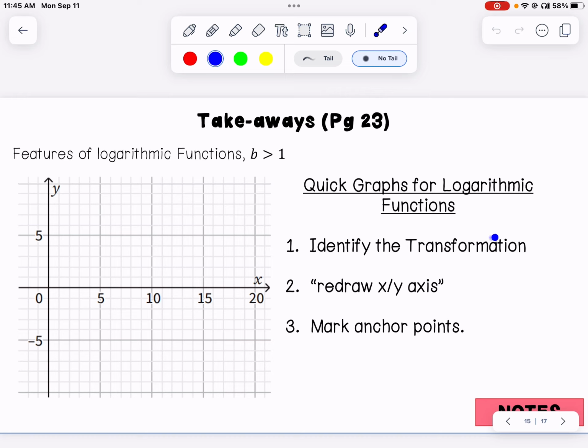Based off those transformations, I put this in parentheses, we're going to sketch out a new x and y axis. So we know that the real one is here. We're just going to shift to wherever we want our new, quote unquote, starting point to be based on the transformations. Then from there, we're going to mark our anchor points. Now, our anchor points are the points that we're confident are on our parent function, and we're going to do it based on that new axis that we found.